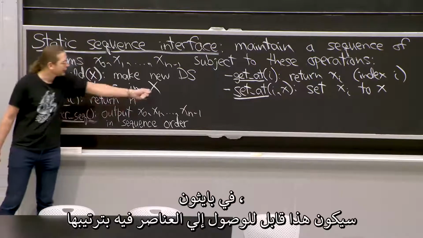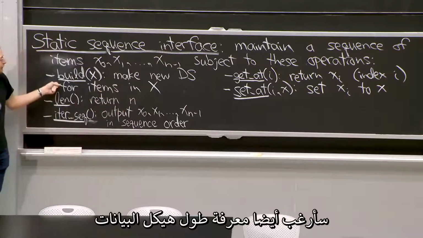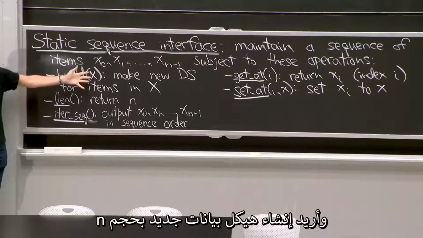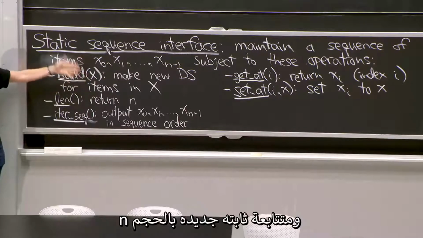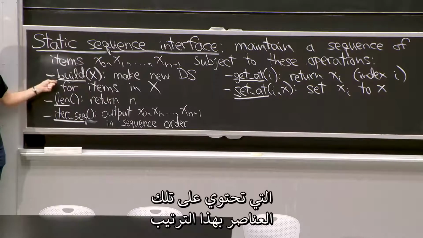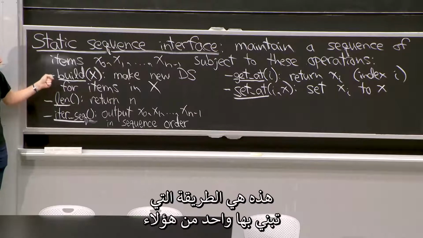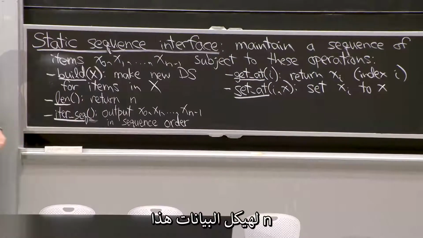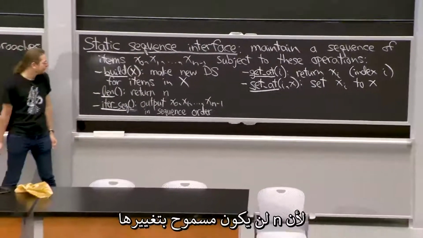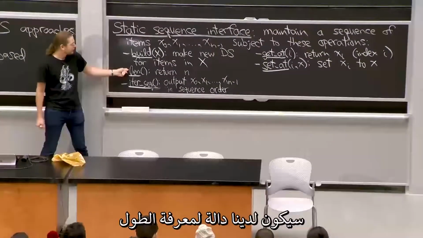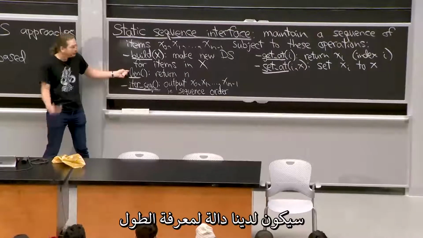Exactly how you specify x isn't too important, but the idea is I give you some items in some order. In Python, this would be an iterable. I'm going to want to also know its length. And I want to make a new data structure of size n, a new static sequence of size n that has those items in that order. So that's how you build one of these. Because somehow we have to specify n to this data structure, because n is not going to be allowed to change. I'm going to give you a length method.